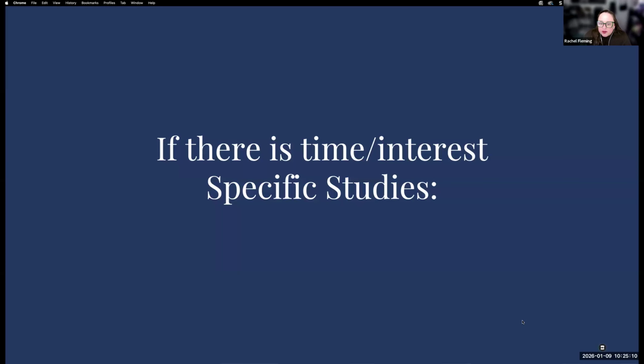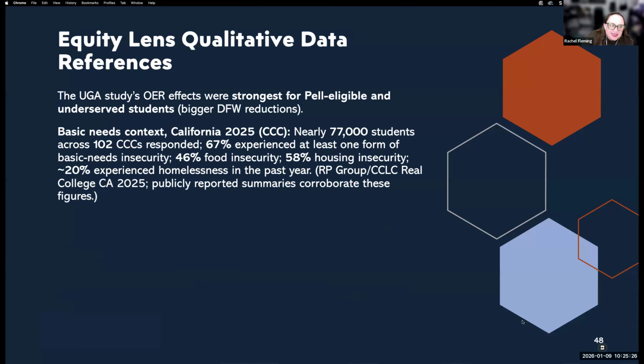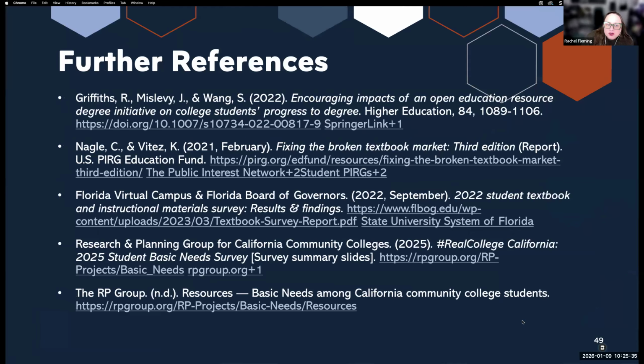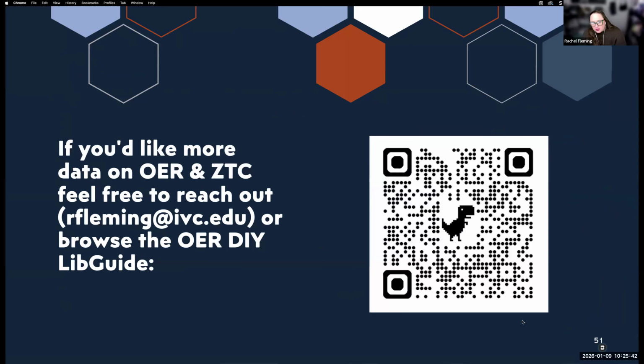And then briefly, because these are things that are redundant, there are just other studies that I found. There's a whole bunch of other studies on this. So if you're like, "Rachel, I'd really like more on something specific," I am happy to send you stuff on the drop rates, on progress to degrees, on meta or peer review confirmation. If you want something more on the equity lens, you want to look at a UGA study looking at Pell Grant eligibility for students or basic needs and how OER affects them. There's so many different things about this work. And the reality is that OER is really, really helpful for a lot of different kinds of students.